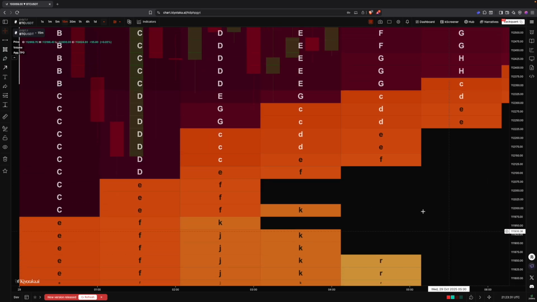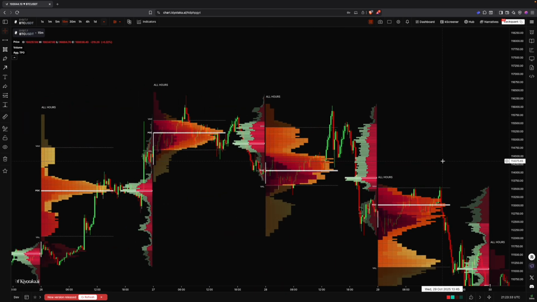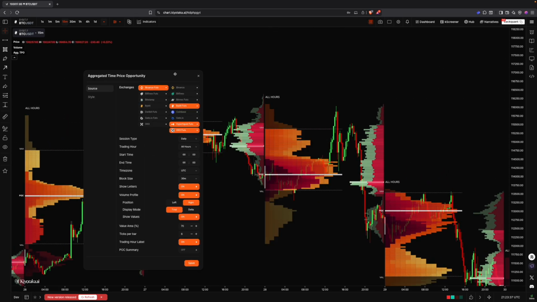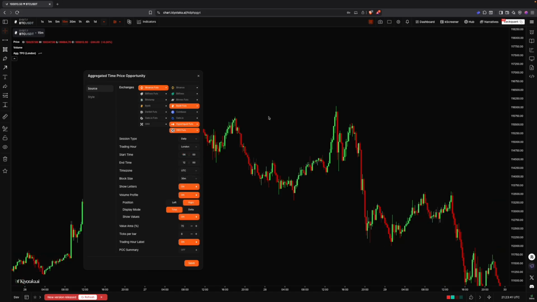This is the label at the top of the TPO that you can see here. It says all hours because that's the session trading hour that I've chosen. If you go London here, you'll see it changes to London, and you can turn it off if you want, turn it on, just for a quick reference for you.